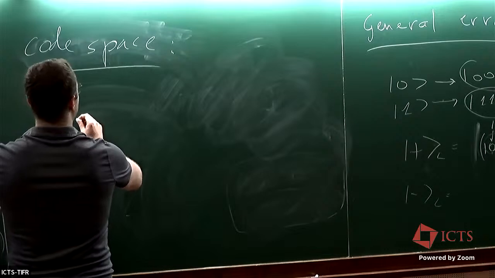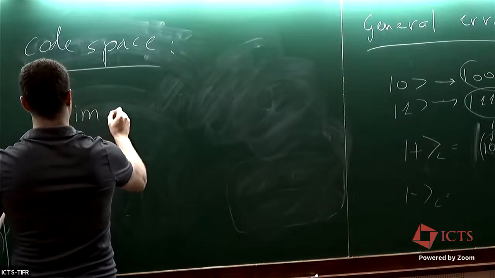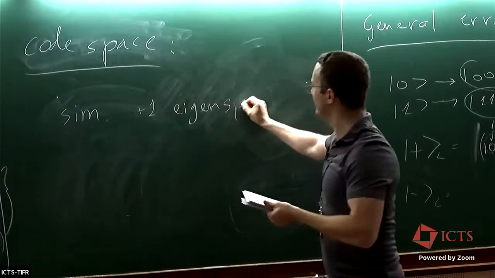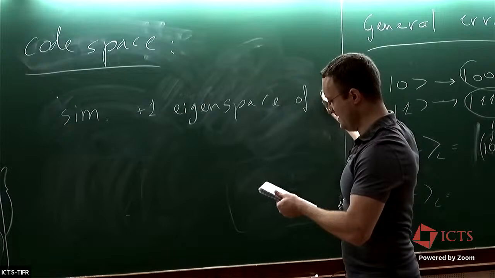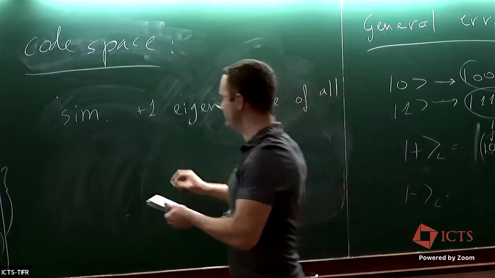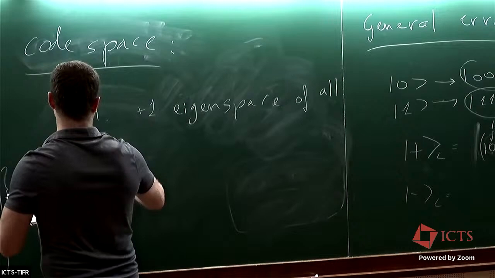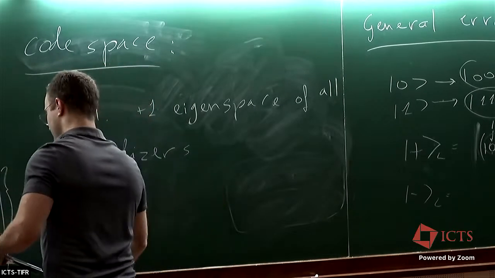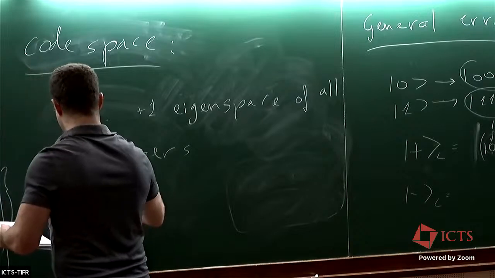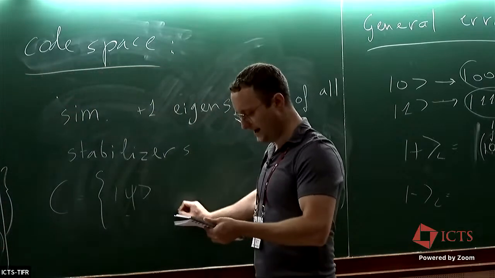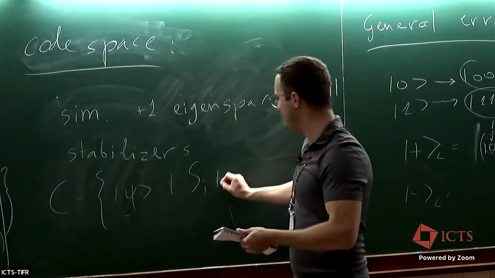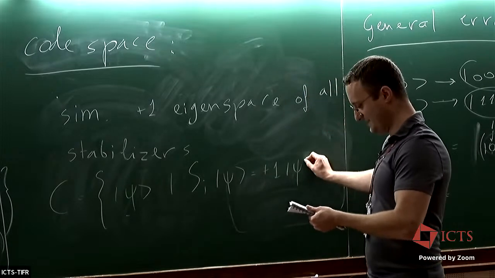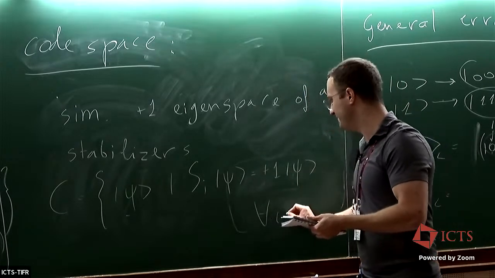So the code space is the simultaneous +1 eigenspace of all stabilizers, or all the stabilizer generators. It doesn't matter. In other words, C is the set of states psi such that Si psi equals +1 psi for all generators.